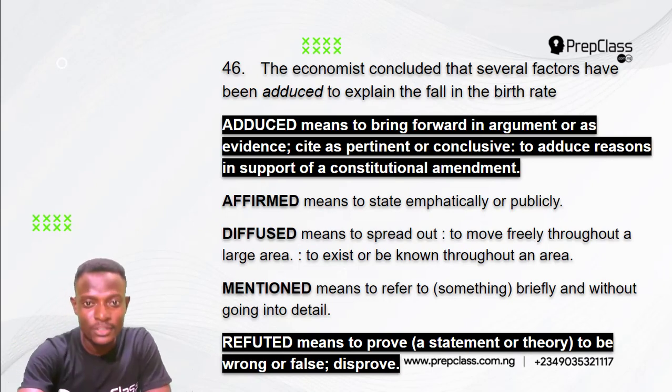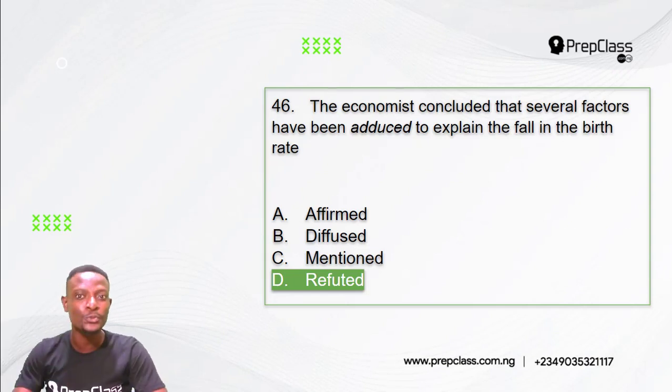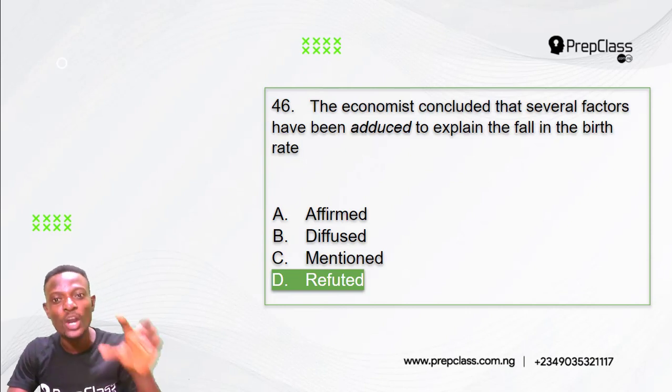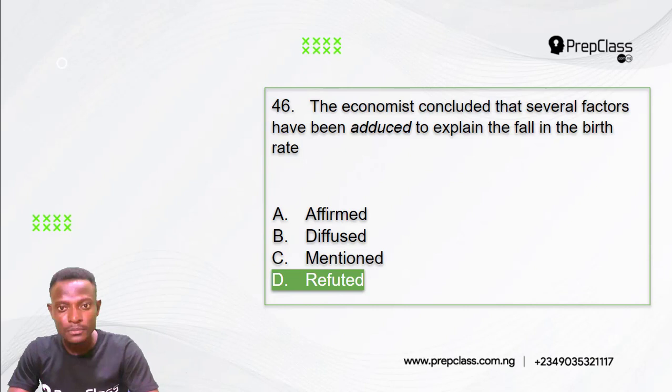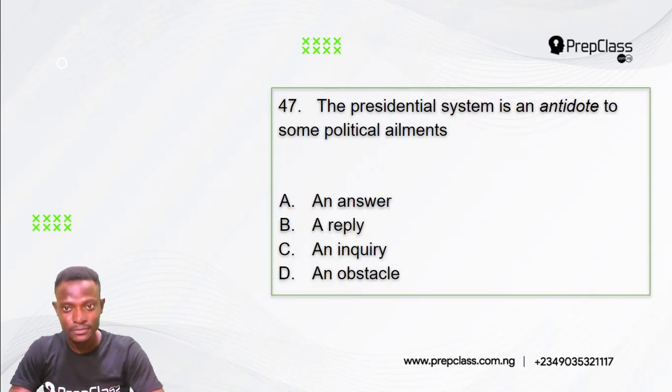So the answer to this question is refuted. The opposite in meaning to adduced is refuted, to disprove. Adduce means to help, to use, to conclude a claim. Alright, moving on, question 47.